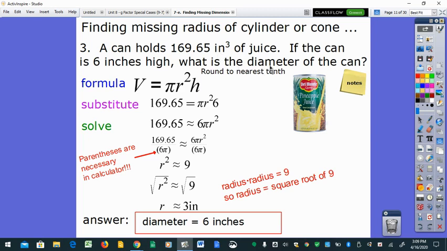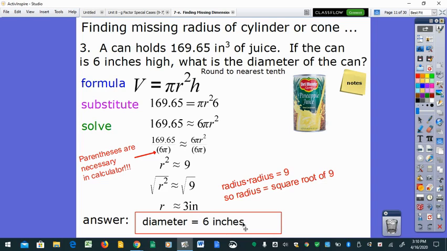But the problem asks for the diameter. Well, the radius is the short guy. To get the diameter, you have to multiply it by 2, and the diameter of the can would be 6 inches. So again, write your formula. Substitute in what you know. Clean up the math and solve for the variable that is still there. And in this case, because the radius is being squared, to get it at the end, we have to take the square root. If you're given the radius and they're looking for the diameter, you multiply by 2 to get the bigger guy, which in this case would be 6 inches.